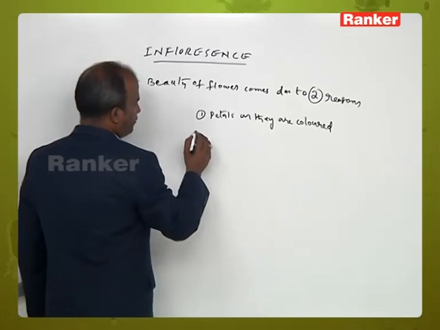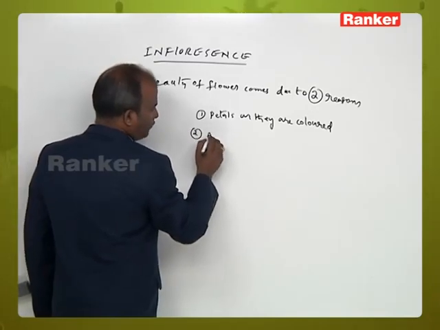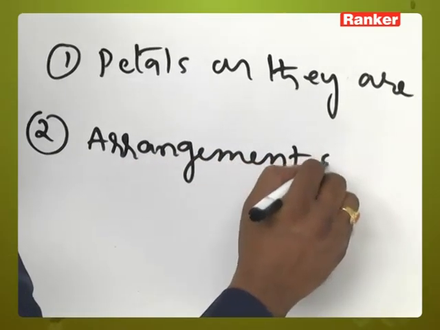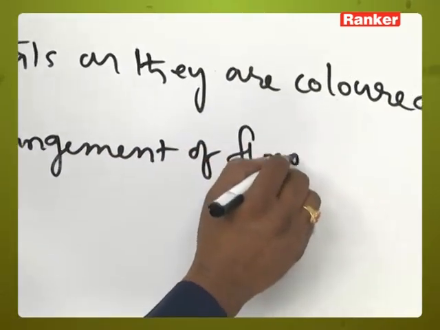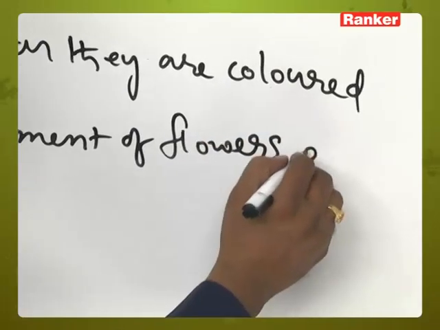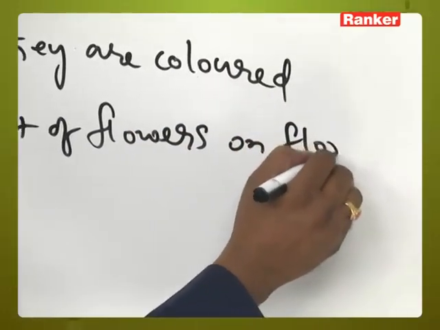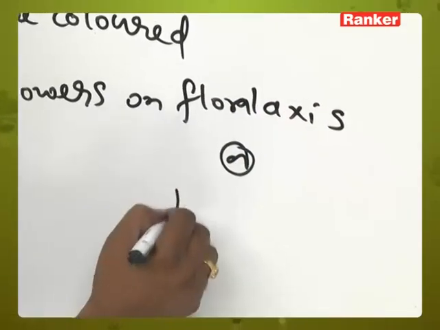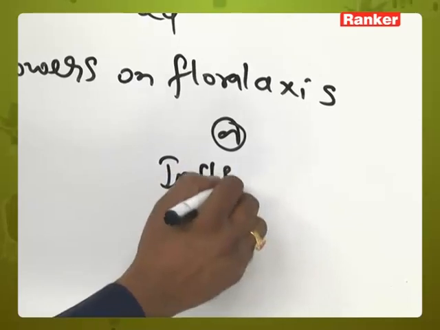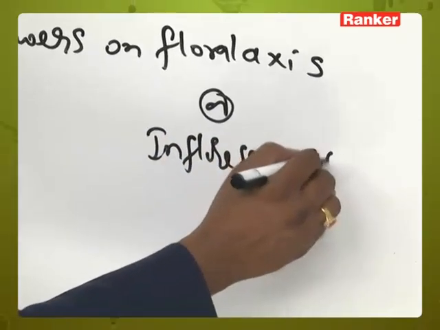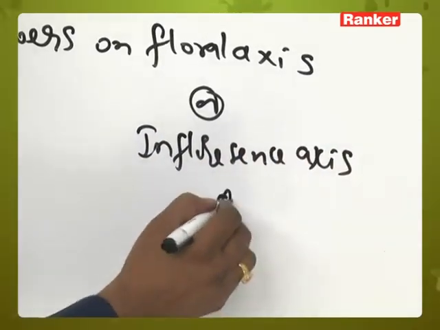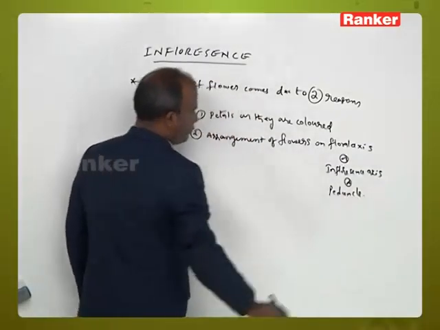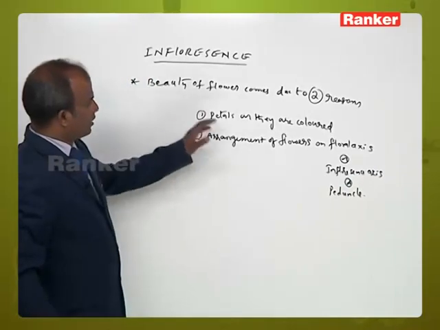And what is the second one? Means arrangement of flowers on floral axis or inflorescence axis or peduncle, due to which the beauty of flowers comes.